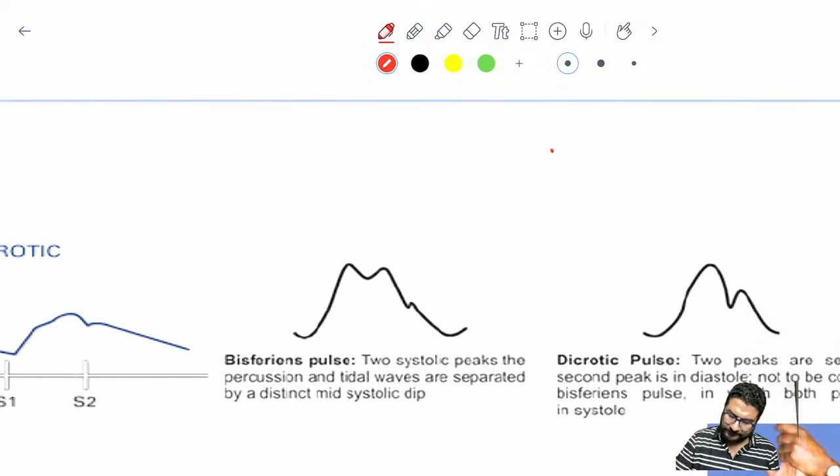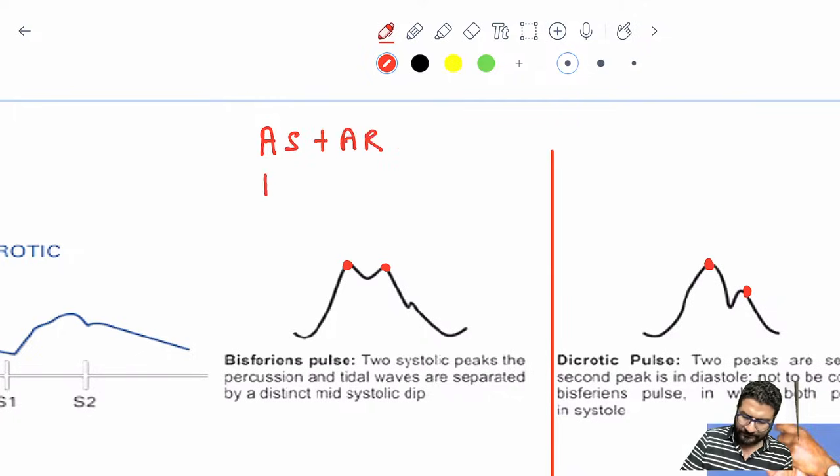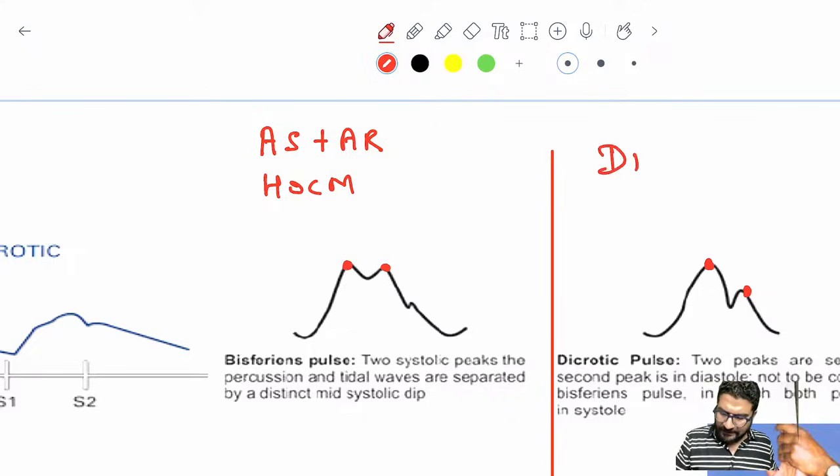Now see, bisferiens and dicrotic pulse. Here you will see two peaks, but both peaks are in systole. Here you will see one peak in systole, the second in diastole. So this is called bisferiens. Bisferiens you will see in a patient with AS plus AR, and in a patient with HOCM. Where will you see dicrotic? You will see it in DCMP.